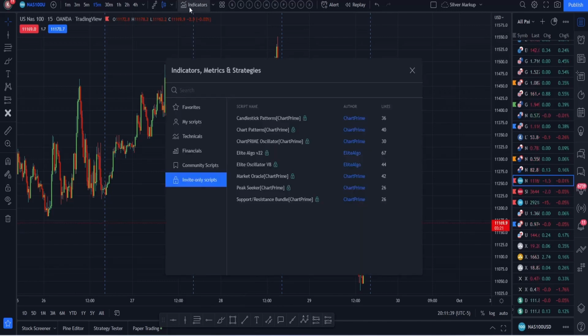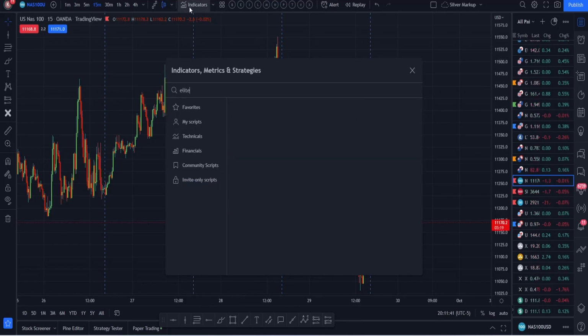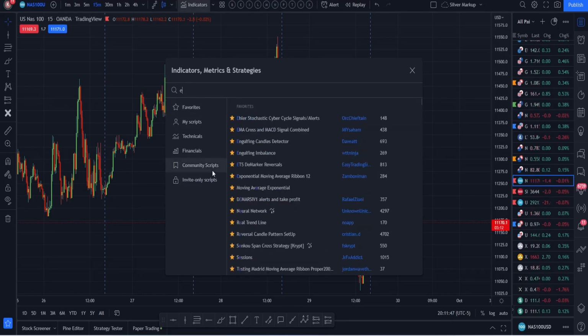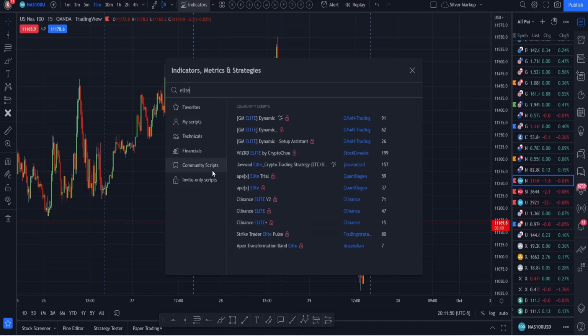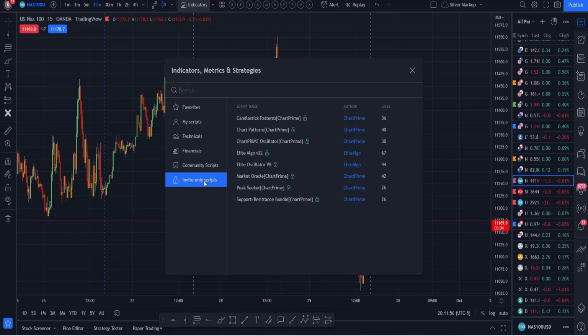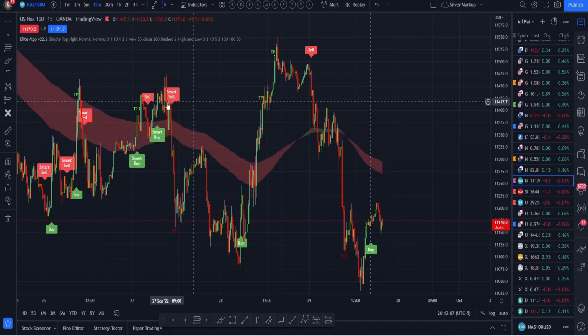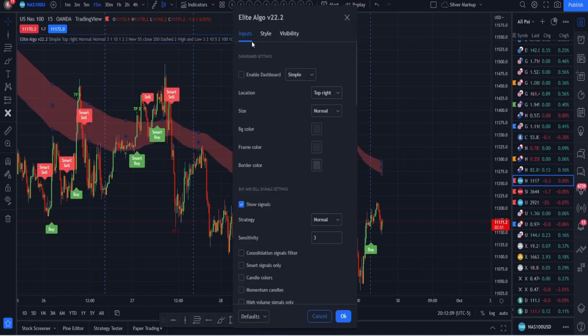When you get the Elite Algo system, you can only get it through the Elite Algo website, and like I said, I have that link in the description. Even if you try to look for it in TradingView without the subscription, you're not going to even see it. The way you get it is you go into your invite only once you purchase, and you'll see Elite Algo there. I'm going to start off with just the algorithm, the main component of the indicator. There are multiple parts to it, so let's open up the settings.